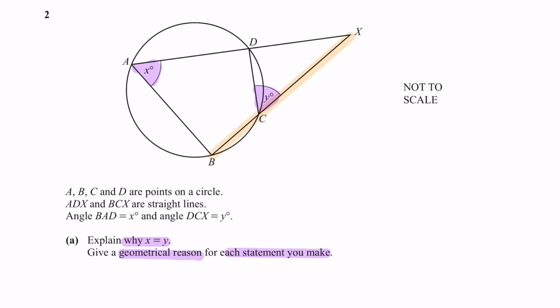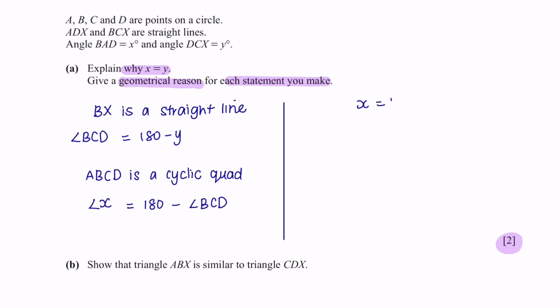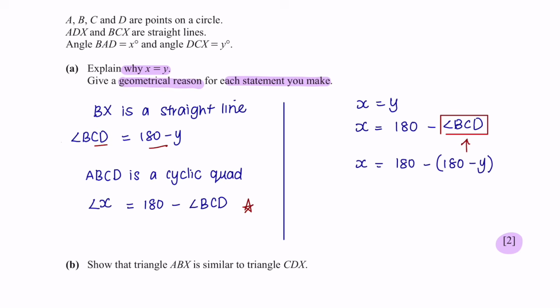Okay, we know that BX is a straight line, meaning that angle BCD here would be 180 degrees minus y. And next, ABCD is a cyclic quad. The angles opposite to each other will sum up to 180 degrees. So let's state these theorems first. Now let's prove that x will be equal to y. Angle x equals 180 degrees take away BCD. And we know that BCD is 180 take away y. And if we solve this, 180 minus 180 is 0. And this becomes y. So we have proven that x equals y.